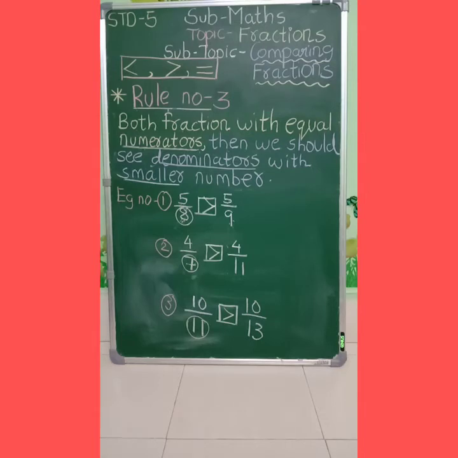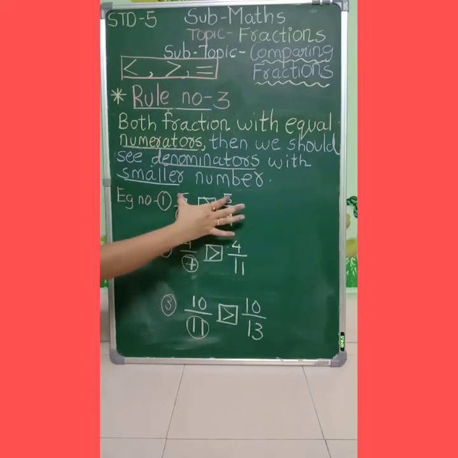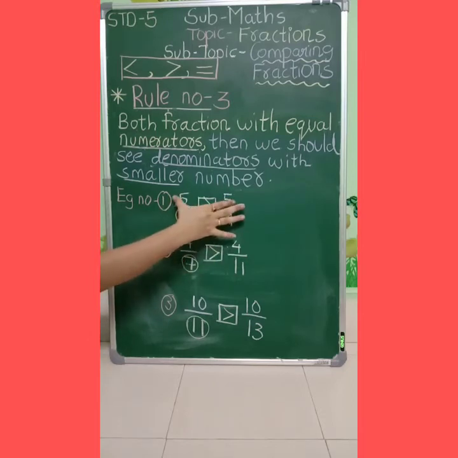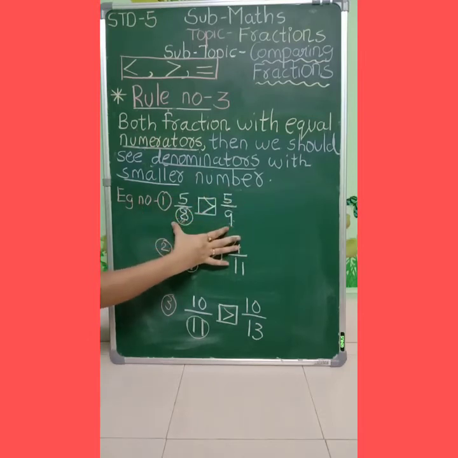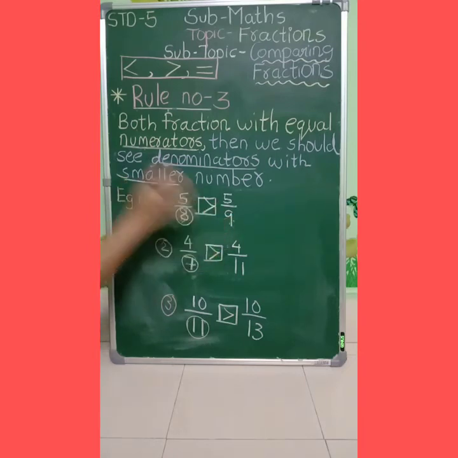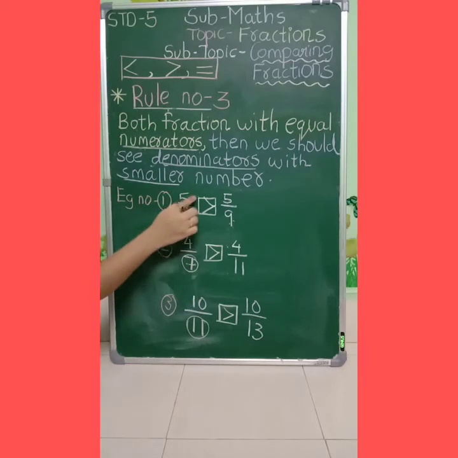So students, all of you understood rule number 3. Rule number 3: both fractions have equal numerators, 5 and 5, both are the same. Then you have to see the denominators. If both the numerators are the same, then you will see the denominator with the smaller number. The smaller number is 8. So pi upon 8 is the bigger fraction.